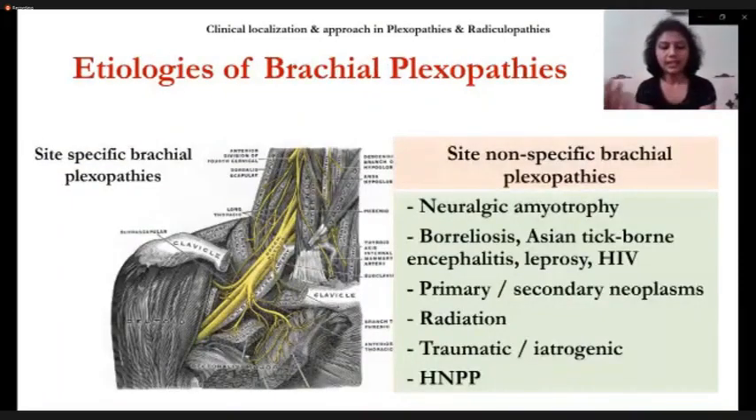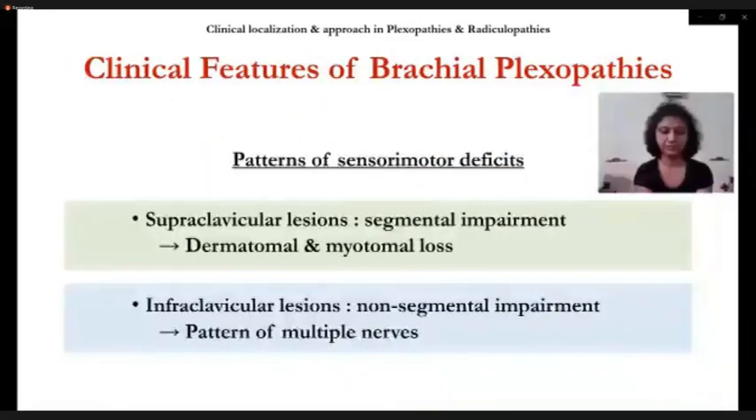And then there are these conditions that do not have any specific predilection for affecting any specific site within the brachial plexus. For instance, the classical example being neuralgic amyotrophy. Most of the brachial plexopathies are axonopathies, therefore they clinically manifest with weakness and sensory loss.